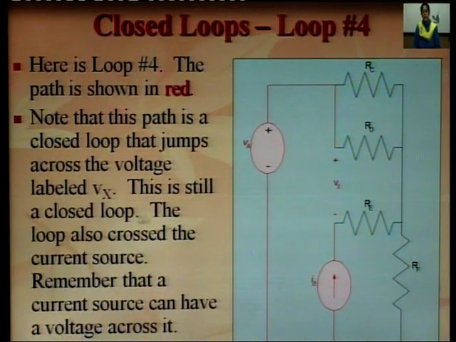This is still a closed loop. The loop also crosses the current source. This loop also crosses the current source. Remember that a current source can have a voltage across it. So this is another loop.